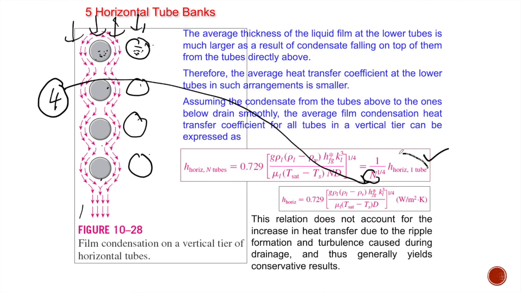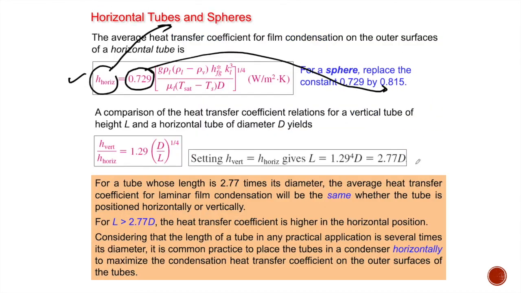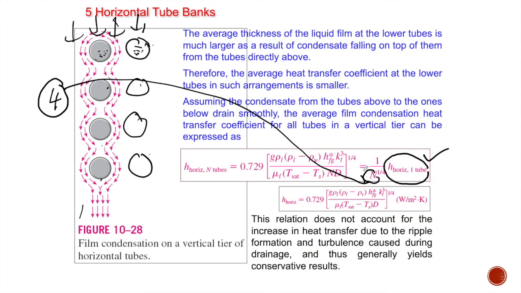Again, you have to find H horizontal for one tube by referring to this equation. Substitute into this equation for horizontal tubes first, and then go to this equation times 1 over n to the power of 1 over 4. N here refers to the number of tubes in a row.